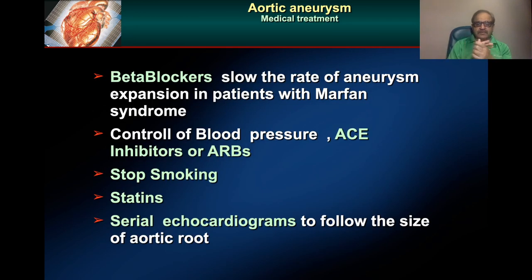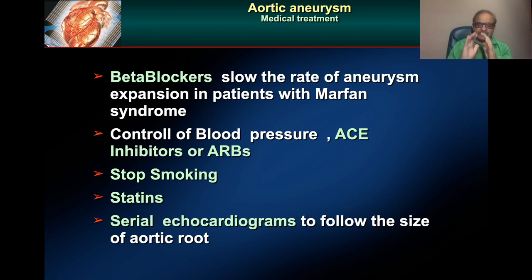These patients, we should prescribe them beta blockers because beta blockers decrease the force of myocardial contraction, they decrease the pressure generated by the ventricle. So they may slow the rate of aneurysm expansion, and they also protect the patient against development of aortic dissection.